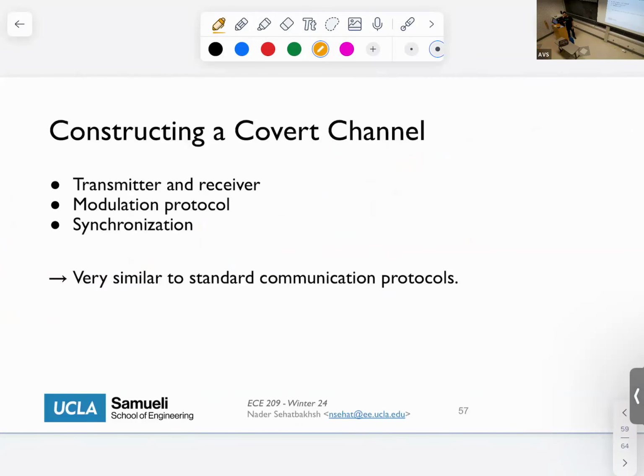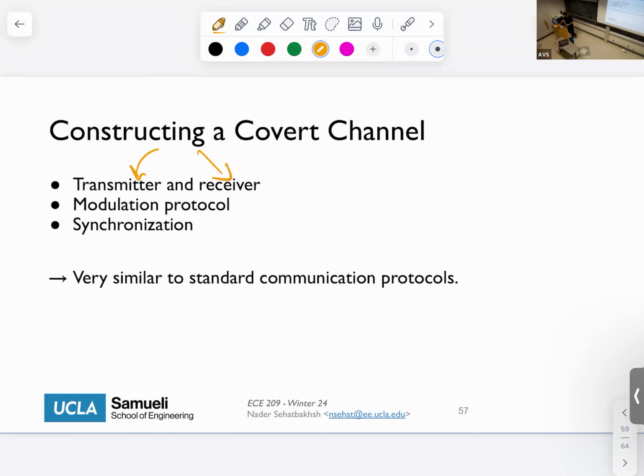In order to construct this covert channel, I basically need some basic blocks. Of course, I need a transmitter and receiver. As I said, both of these are controlled by the adversary. The reason that the adversary wants to send something in the first place is that they cannot use regular channels. If they could use regular channels, they would use regular channels.